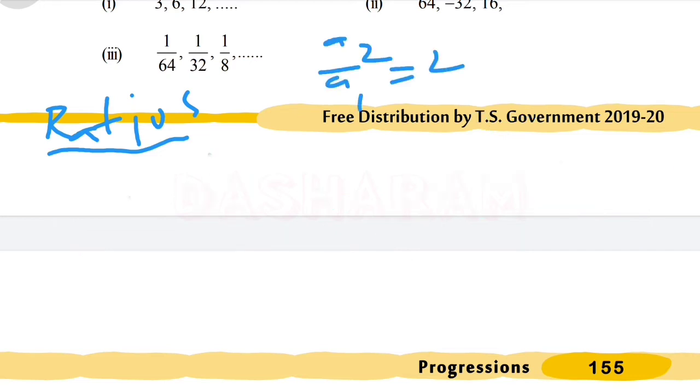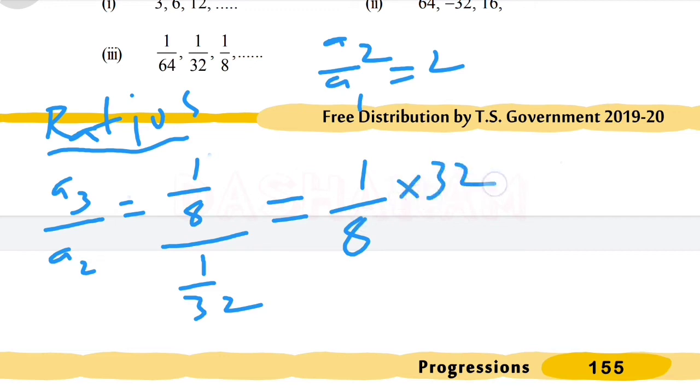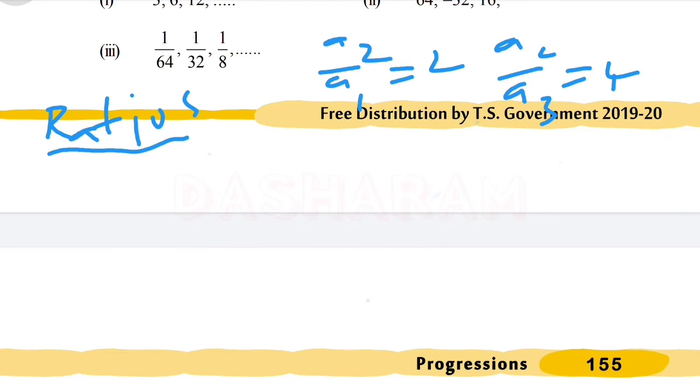Let's find the second ratio. What is that? A3 divided by A2. What is the A3 value? 1 by 8 divided by the A2 value 1 by 32. Same as the previous, the 1 by 32 will become 32 by 1. So 8 ones are 8, 8 fours are 32. So the answer is 4.